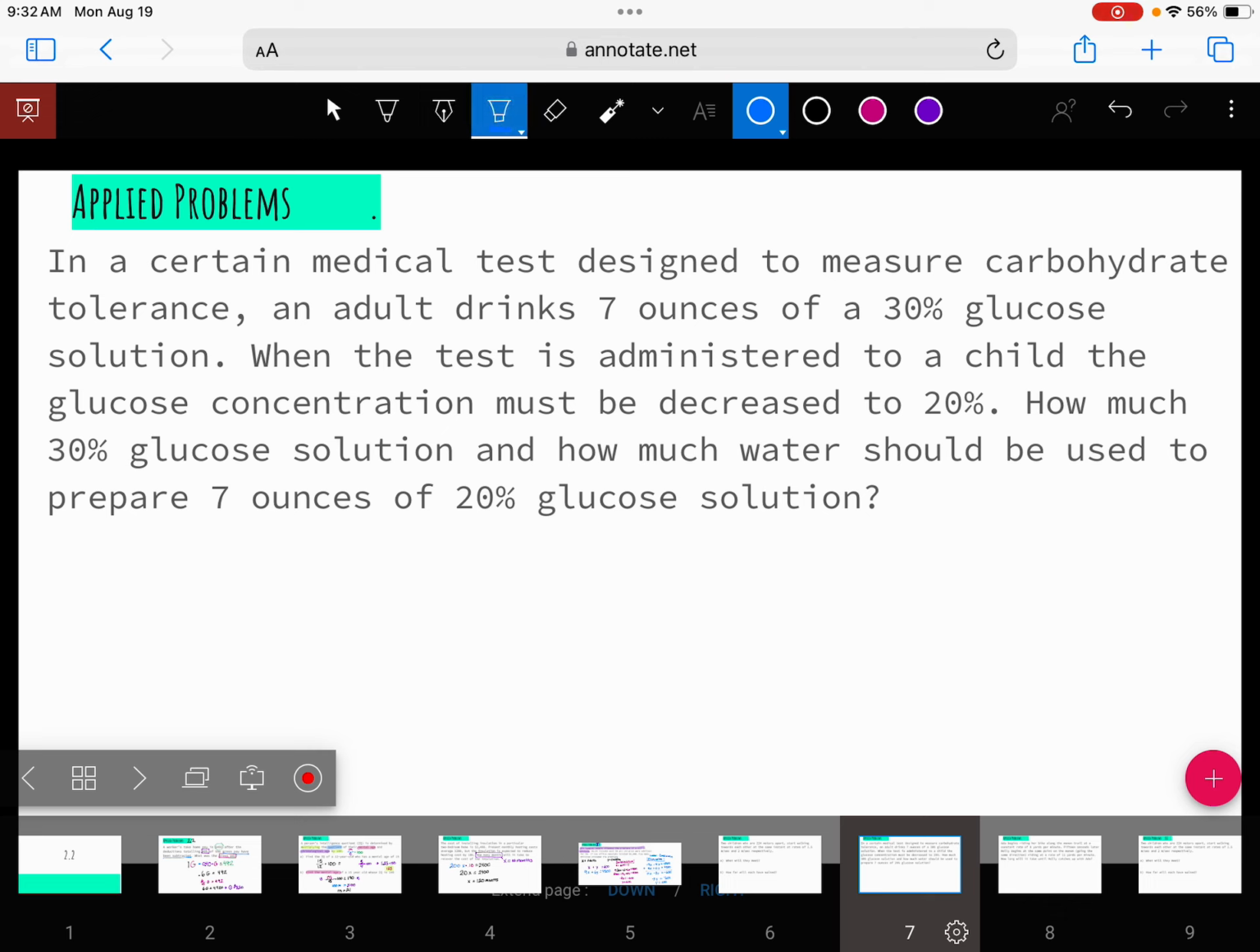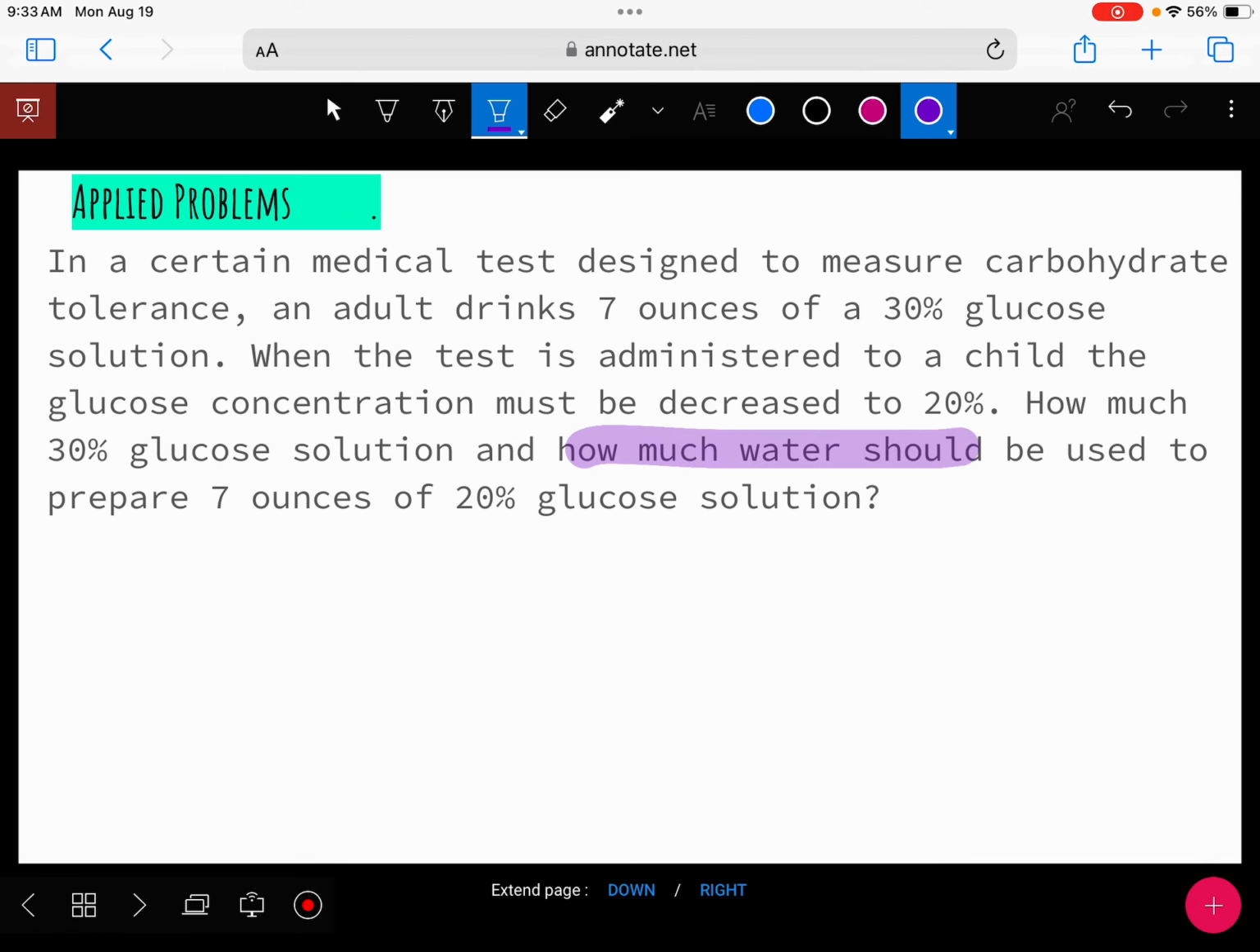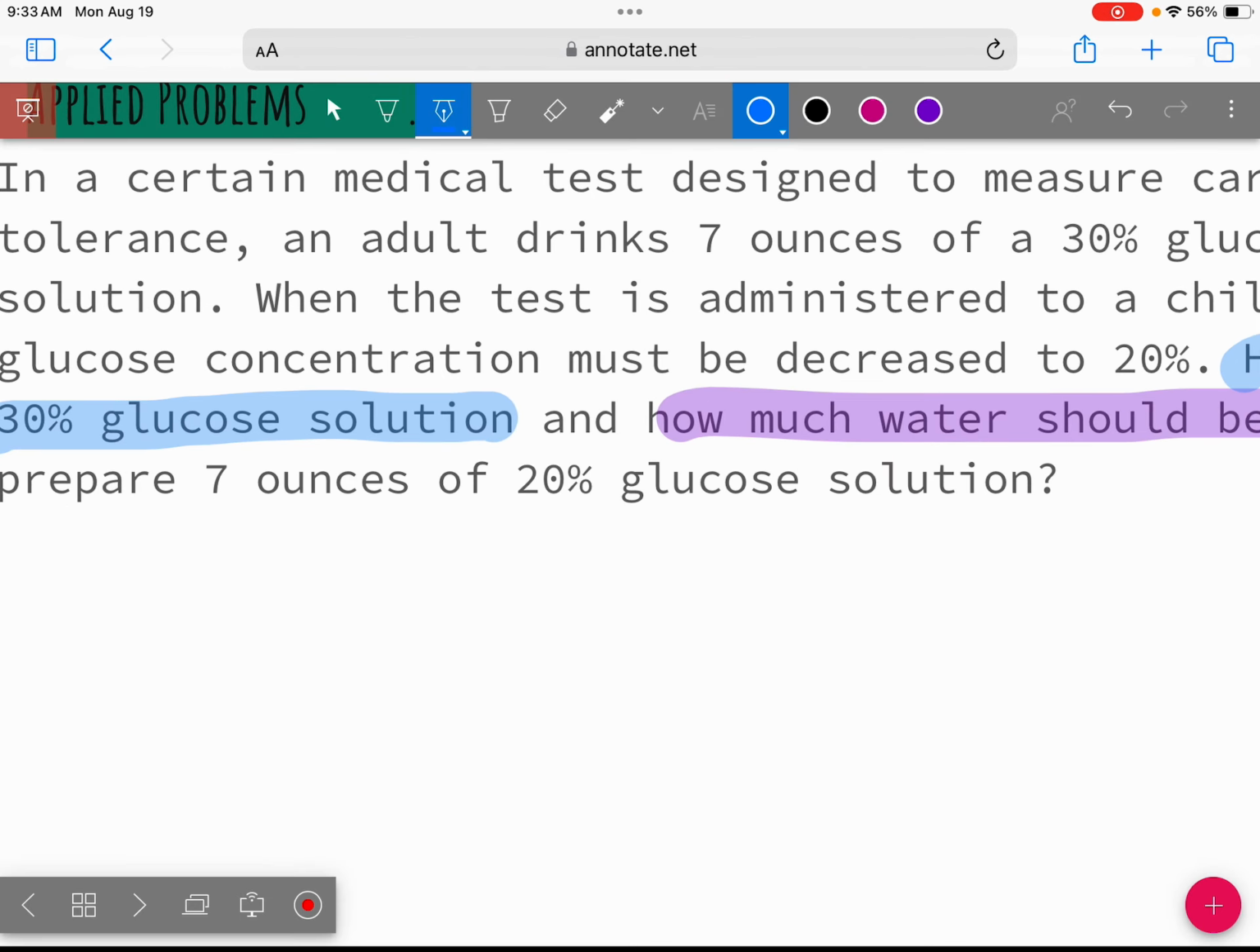My first question, what don't we know? How much water should be used? So there's one variable. What else don't we know? How much of the 30% glucose solution? We have 2 things we don't know, which means I need 2 variables. So you can use G and W. So G is my 30% glucose solution. I'm just going to write it down.